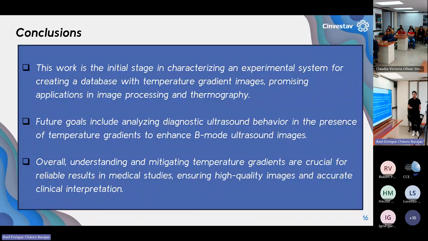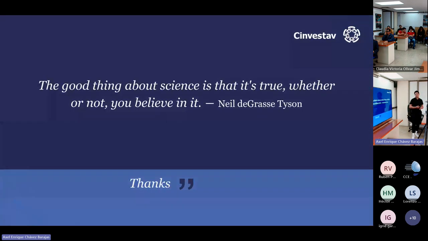And one of the future goals is to analyze diagnostic ultrasound images in the presence of temperature gradients, actually B-mode ultrasound images. Overall, understanding and mitigating temperature gradients are crucial for reliable results in medical studies, ensuring high quality images and accurate clinical interpretation. So that's it. Thank you.